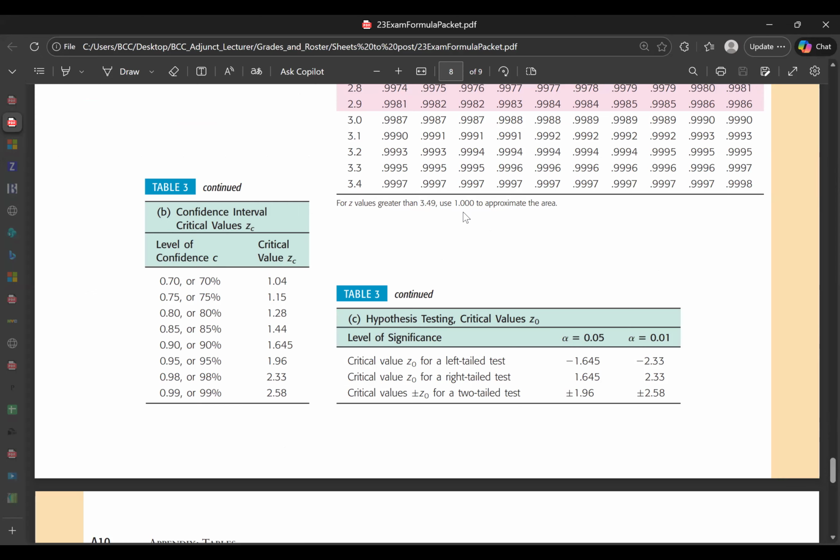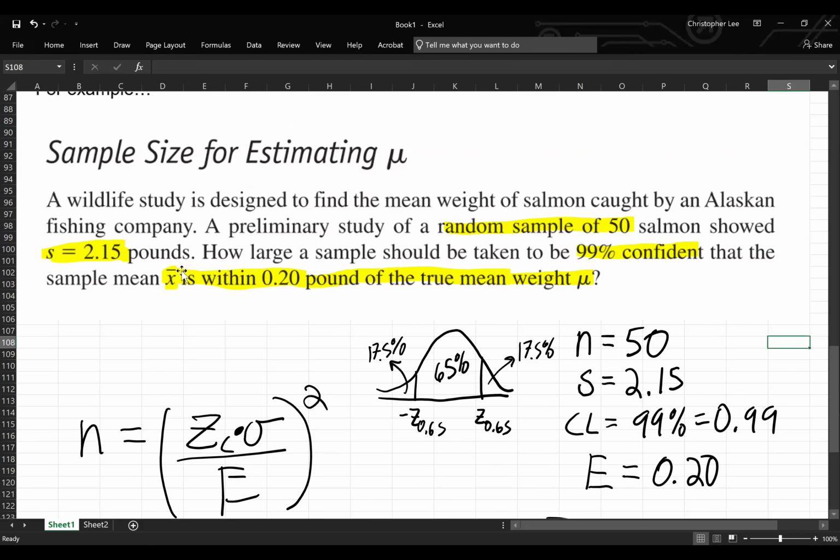That was given in the question. That's that last sentence. You see where it says X bar is within 0.20 pounds of the true mean? Margin of error. Whatever the question tells you it is, that's what it is. But what do you care though? Just type it in a calculator, click enter.